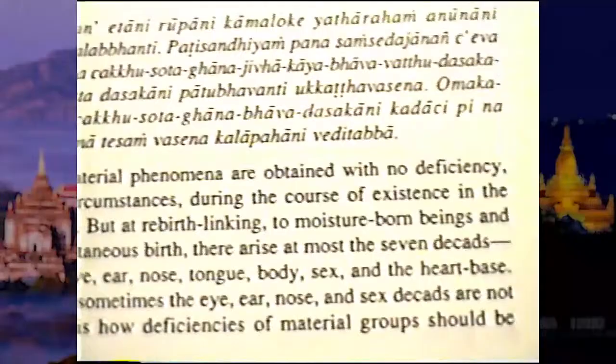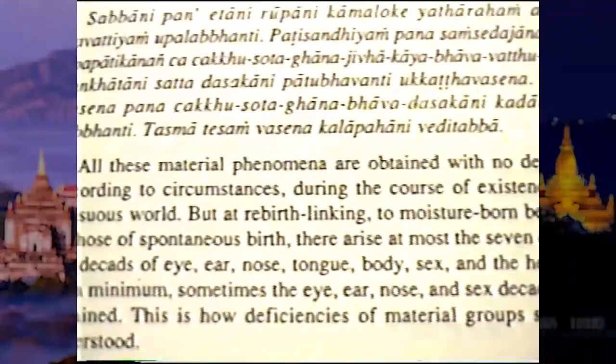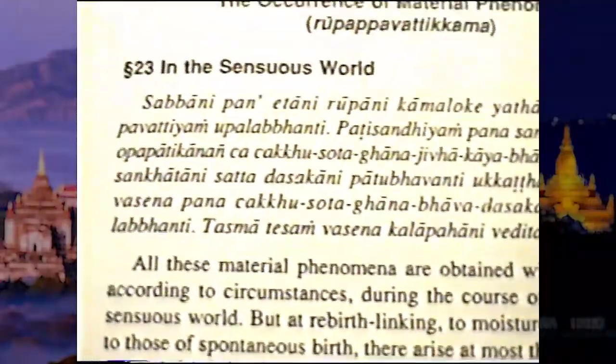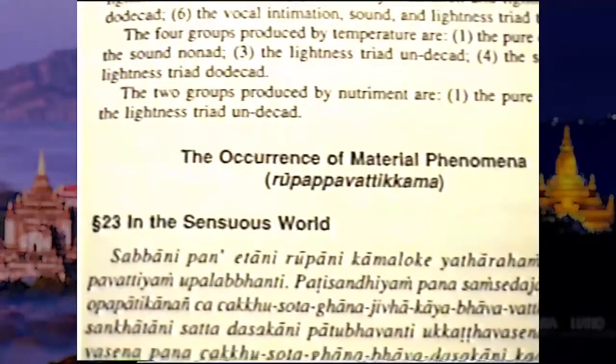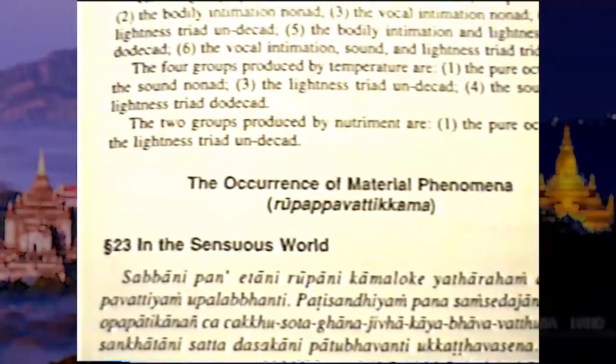Now, in Rupa Samuddesa, we learn something about when material properties arise in one life. Do you remember that? When does Kamaja Rupa arise? At what moment? At the first moment of Bodhisattva, right? And then at every sub-moment through life, right?